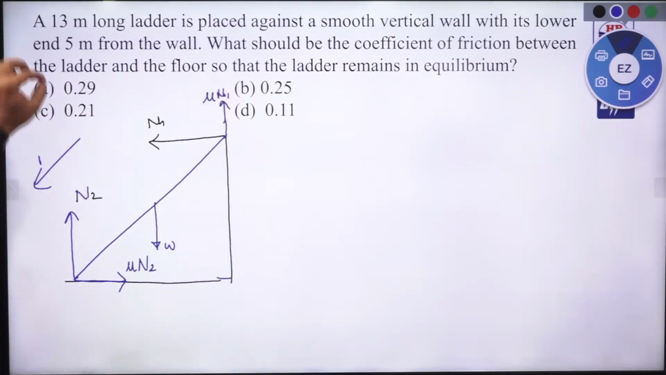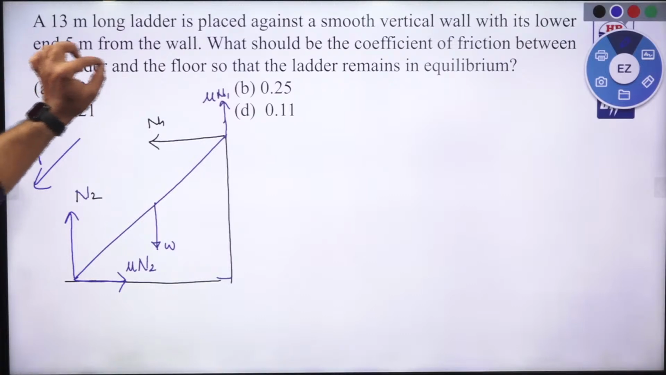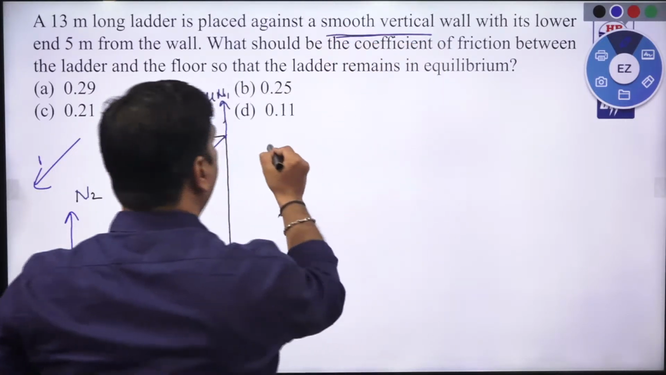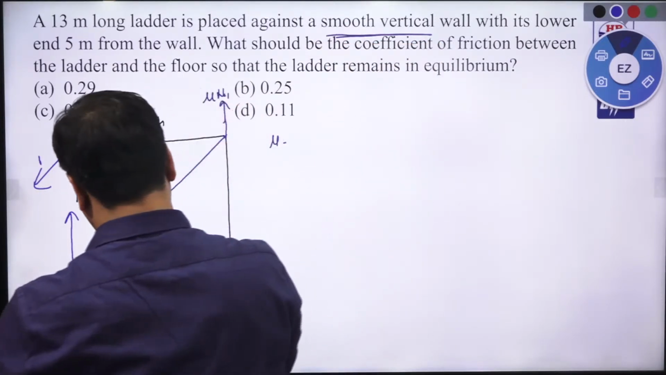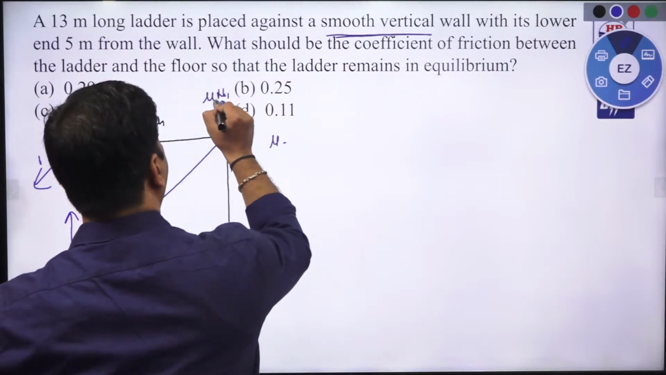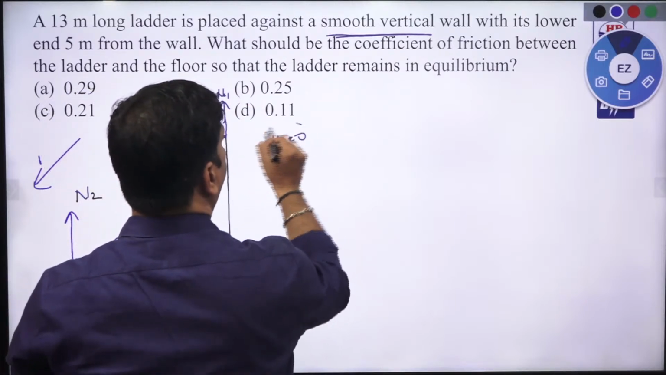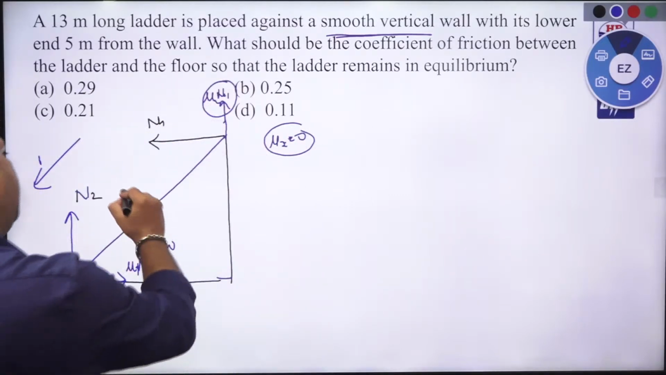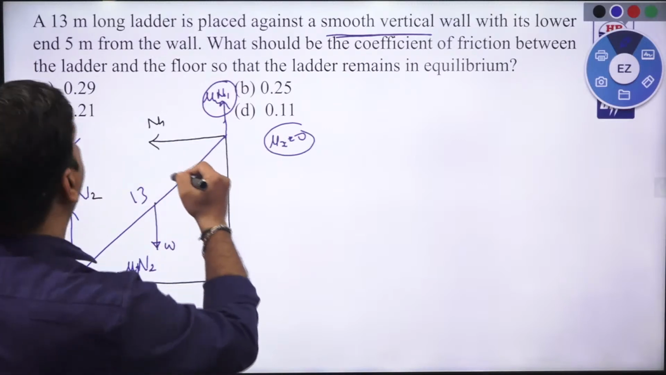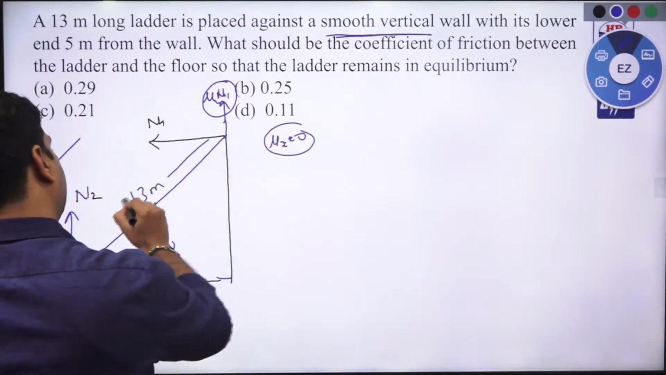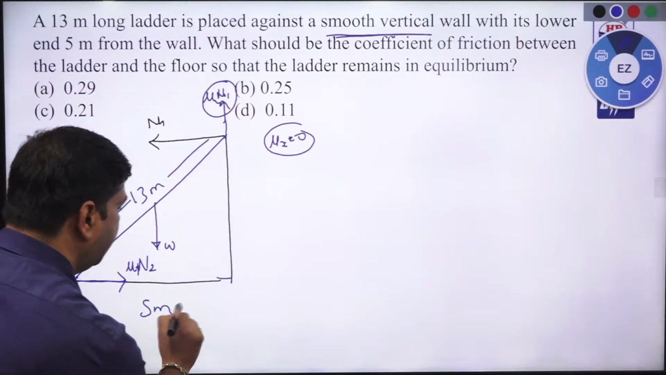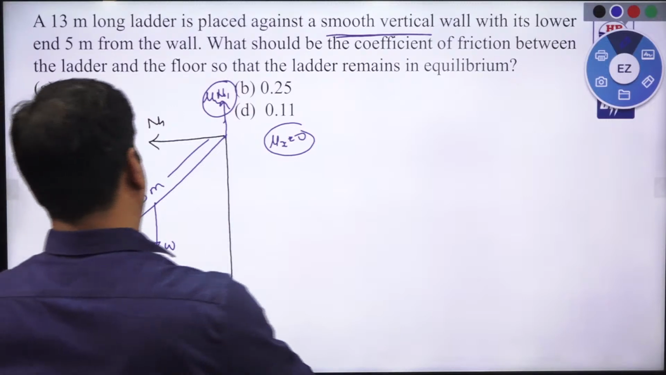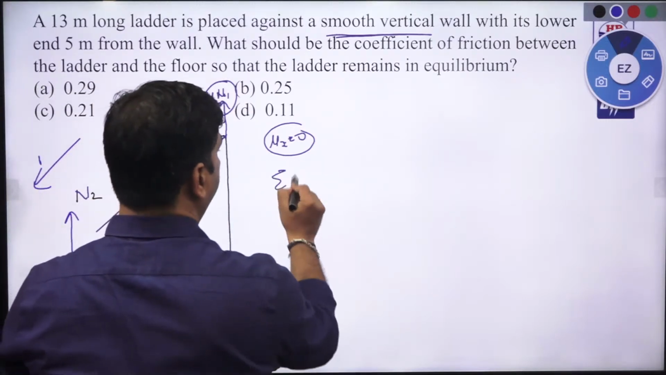But the question is saying that a 13-meter long ladder is placed against a smooth vertical wall. It is saying smooth vertical wall. So mu2 equals what will it be? Sorry, this one is mu and this is mu2, so mu2 equals 0. So we do not need to take this one. This is having the value of 13 meter, and this is having the value of 5 meter.